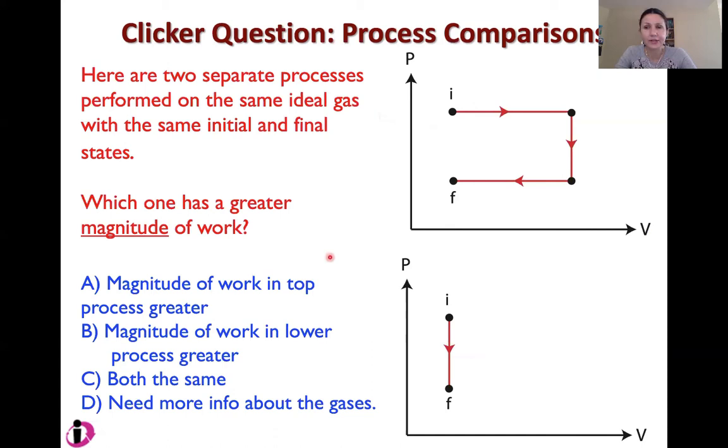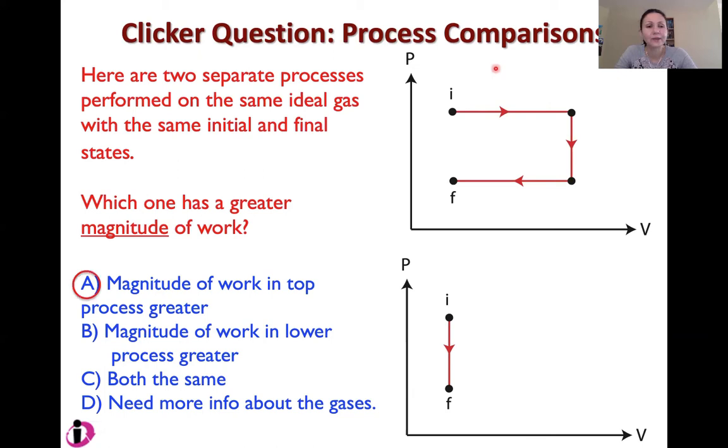So based on this information, in these two PV diagrams, which one has a greater magnitude of work? This is the top process, that's the bottom process. Okay, think about this. Just asking about work.